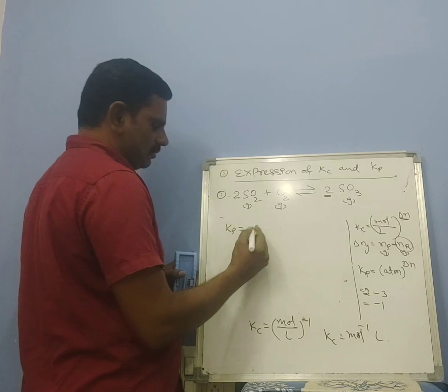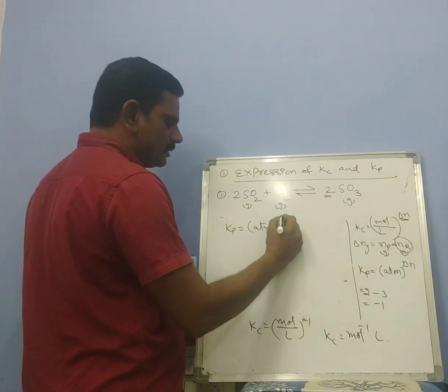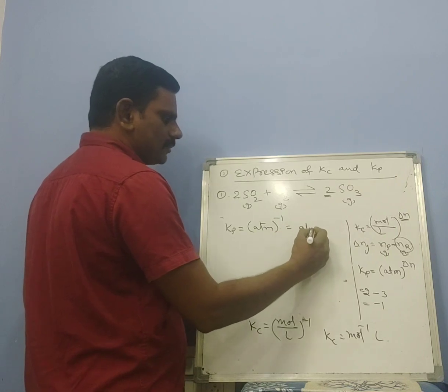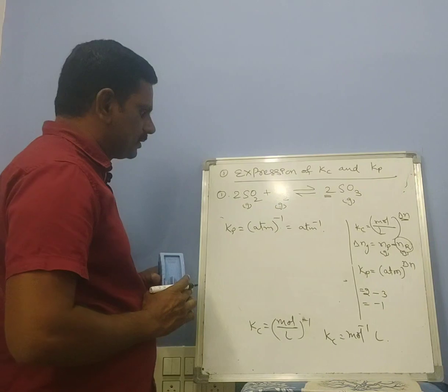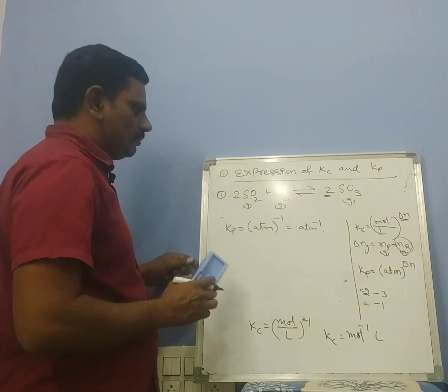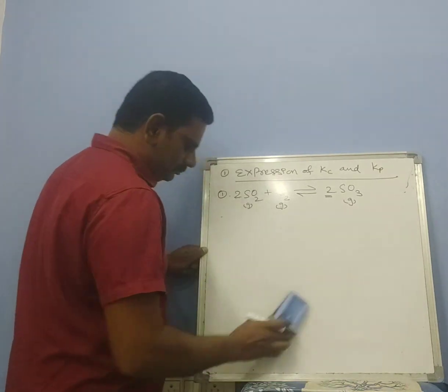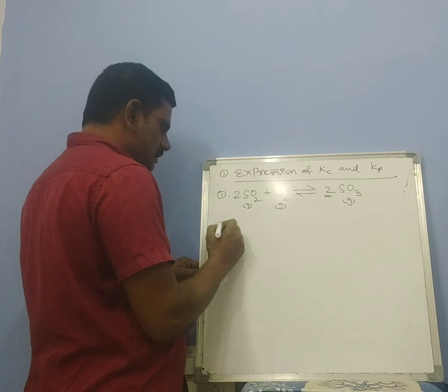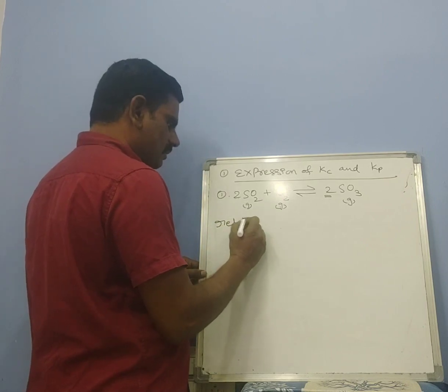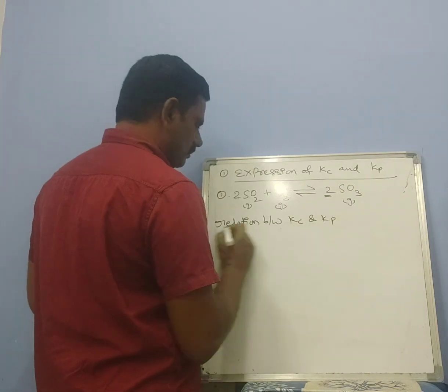So Kp is equal to atmosphere to the power delta N. Delta N value, how much? Minus 1. That means atmosphere inverse is the unit for this one. Okay. Now the third one is the relation between Kc and Kp.